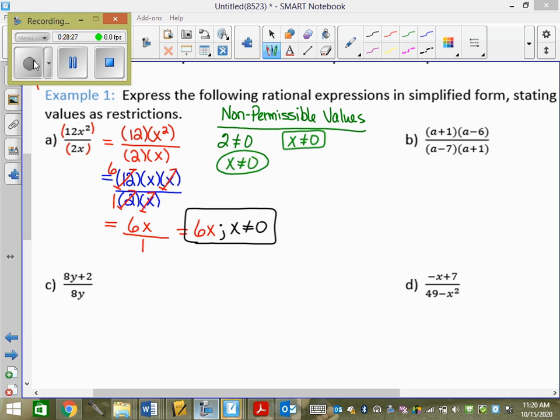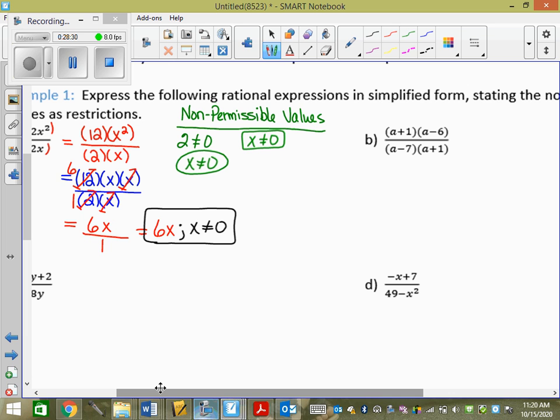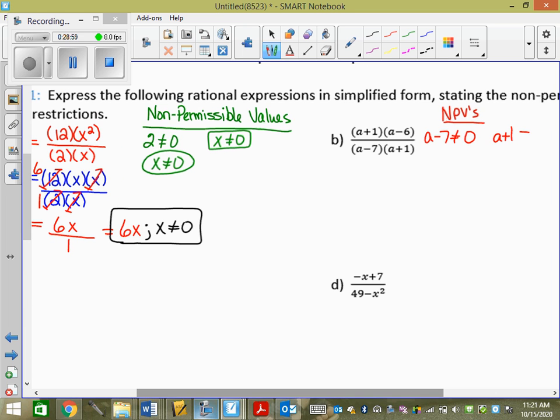B. B is already simplified. Right? Is there anything I can do to a plus 1, a minus 6, a minus 7, a plus 1? They're all in little simplified forms, right? So there's nothing I can do to them. But before I cancel anything off, I need to state NPVs. So I'm going to go a minus 7 cannot equal 0. A plus 1 cannot equal 0.